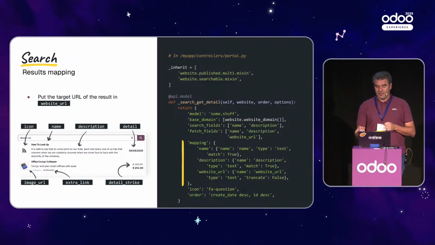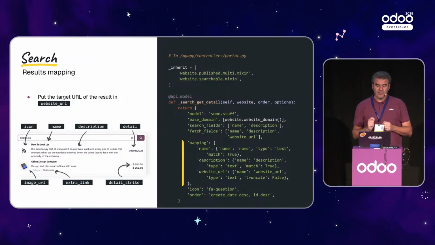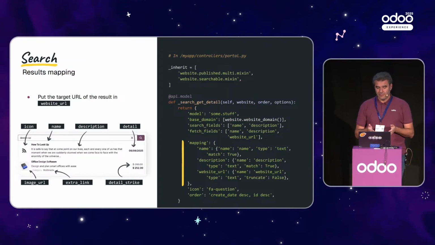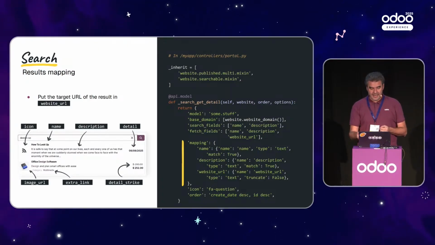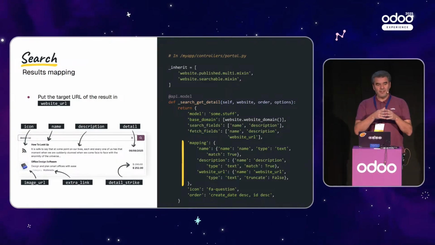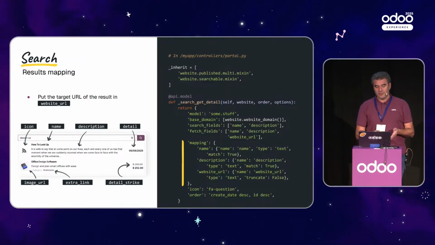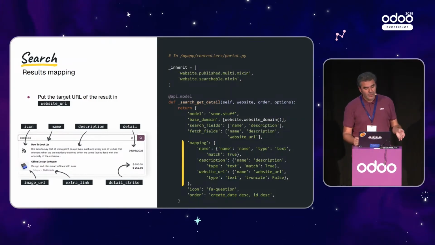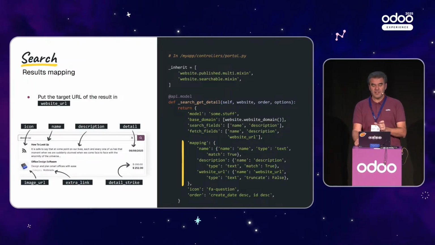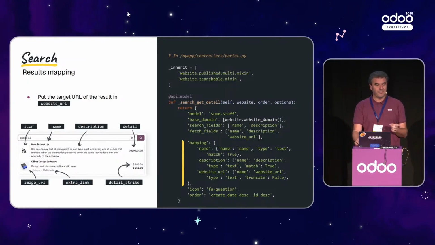You can define an icon that is global for your kind of records by using a font_awesome class, like here FA question. And that will be the default image associated to the records of your specific type. But if you map the image URL, of course, that image will take over the icon when it is available.